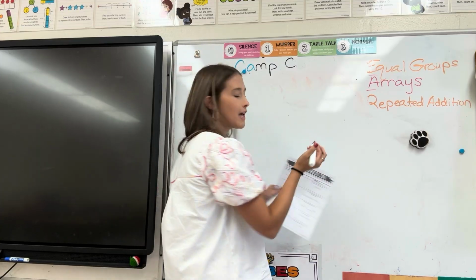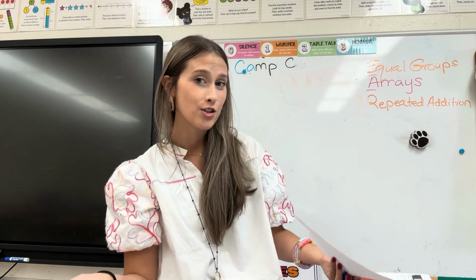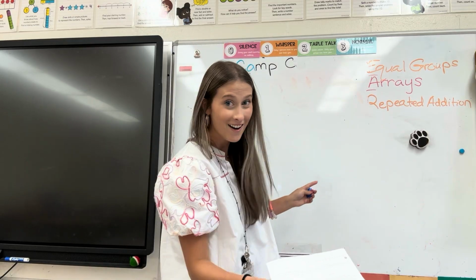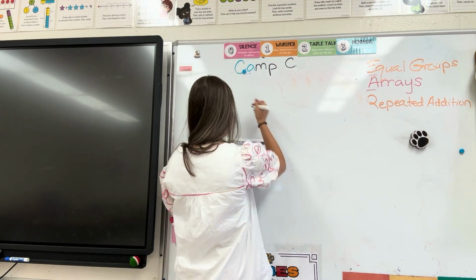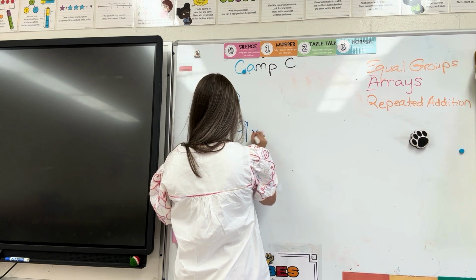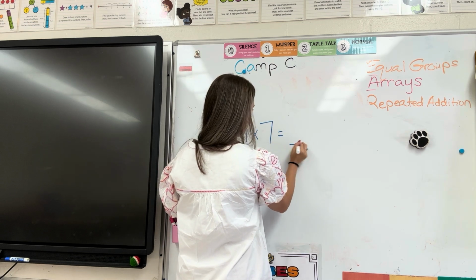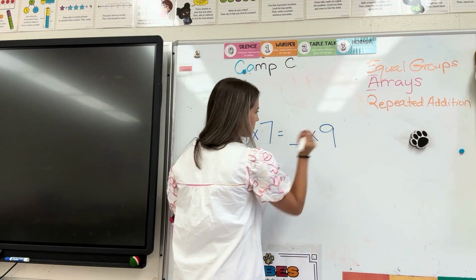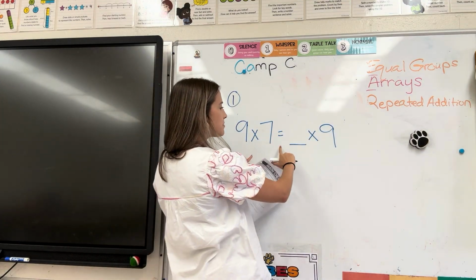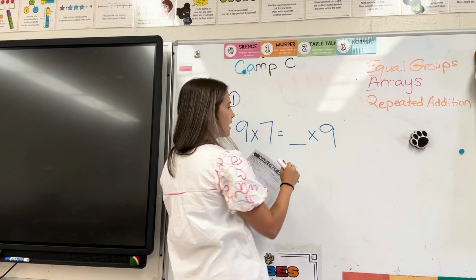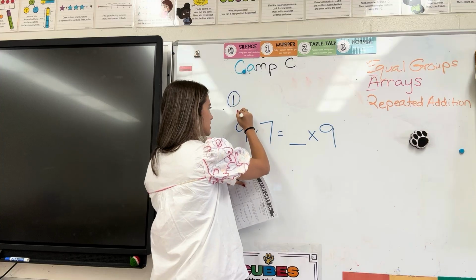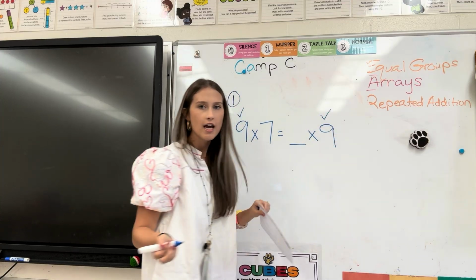So for the first one, and if you even want to show this to your student, we can work it out together on homework. So get out your homework, guys. So on number one, we have 9 times 7 equals blank times 9. So when we look at this, let's look at our equal sign. We have to make both sides of our equal sign the same, okay? So do we have a 9 on both sides? Yes, let's give it a check, okay?